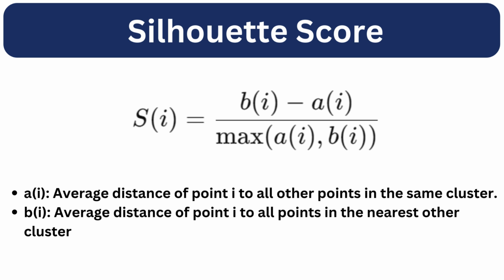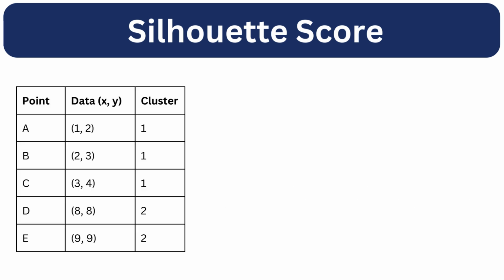Here A indicates cohesion, the average distance between a point and all other points in its own cluster, and B represents separation, the average distance between the point and all points in the nearest neighboring cluster. First we calculate the Silhouette score for each data point, then for each cluster, and then for the complete clustering. To make it concrete, we will use an example dataset to explain how Silhouette score works and how to interpret it. Here we have data that are results of a clustering process.